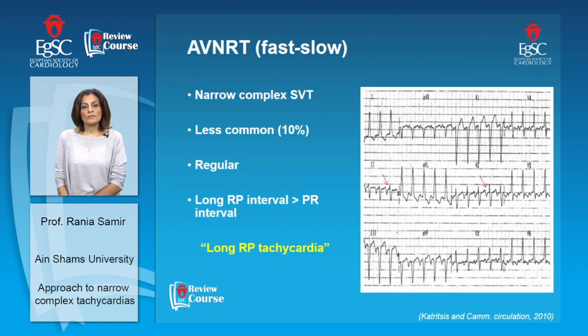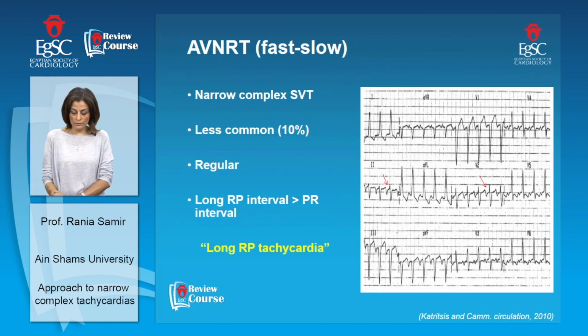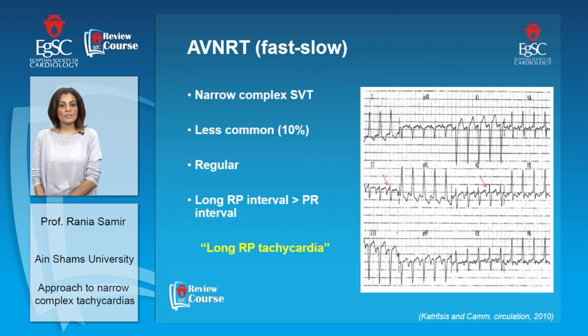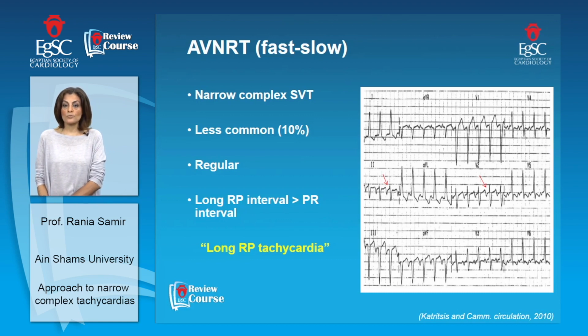But when you have a typical AV nodal reentrant tachycardia, which is a fast, slow AV nodal reentrant tachycardia, it's also a narrow complex supraventricular tachycardia. And I said before, it's less common. It represents only 10% of all the AV nodal reentrant tachycardia cases. Also, it's extremely regular because it's a reentrant arrhythmia.